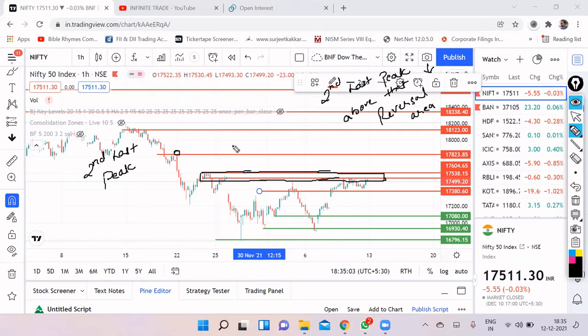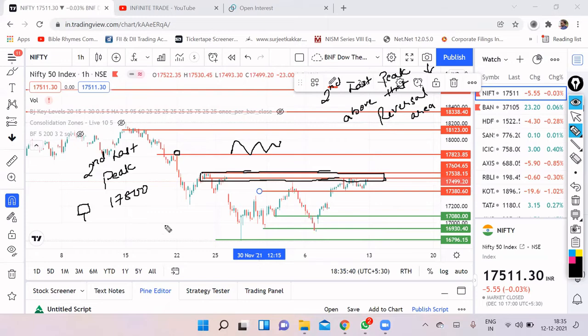If Nifty trades above this, then the trend changes as per Dow theory. So what is this level? This is around 17,800. If Nifty stays above 17,800 for a couple of days, or if we see a weekly candle closing above 17,800, that means we are ready for an upside rally. But we discussed in the start of the video that 17,800 is going to be the resistance because it is a confluence area. So at least we are not crossing that place this week.